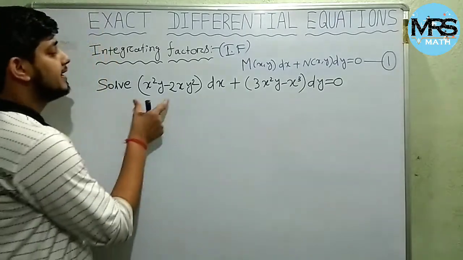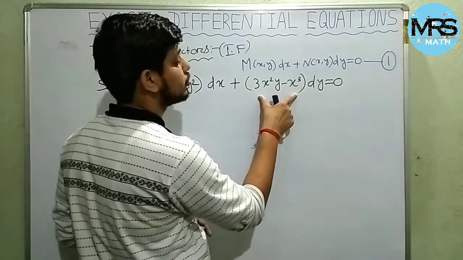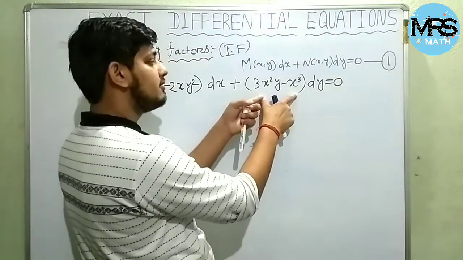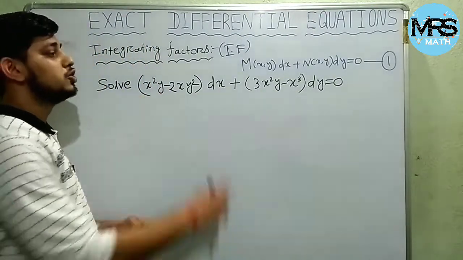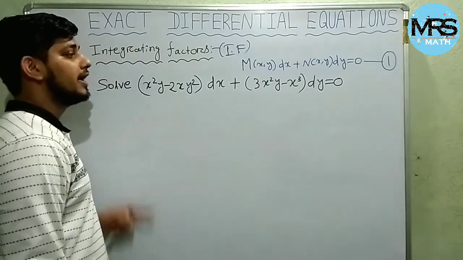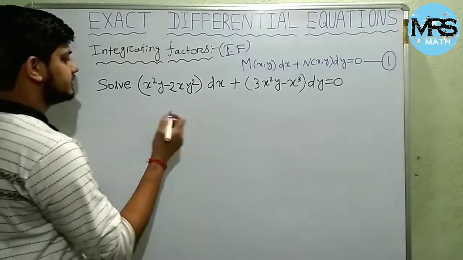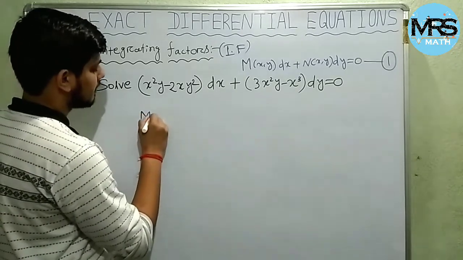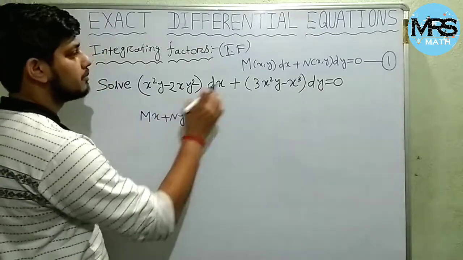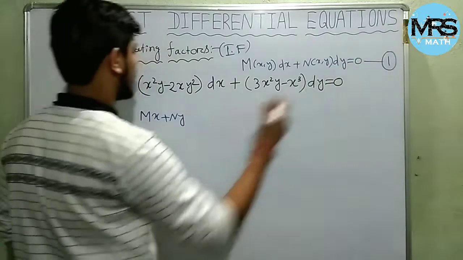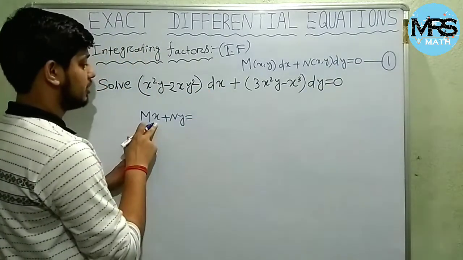So you can see this is a function of degree 3 and this is also a homogeneous function of degree 3. Since both the functions are homogeneous of degree 3, this differential equation is homogeneous. Now we can check whether Mx plus Ny is 0 or not. If you compare this with equation 1, your M will be this one, and we will multiply with x.